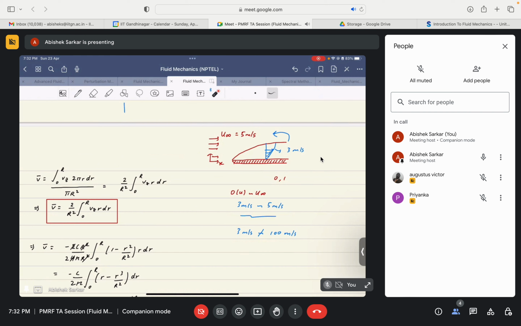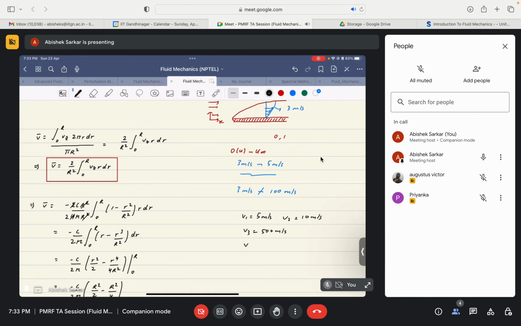Yes. So say I have given you three velocities. Say v1 is 5 meter per second, v2 is 10 meter per second, and v3 is 500 meter per second. If I asked you how v1 scales, what would be your answer? It is similar to v2. Yes, similar means you can say that it scales as v2, basically it has a similar order of magnitude as v2.